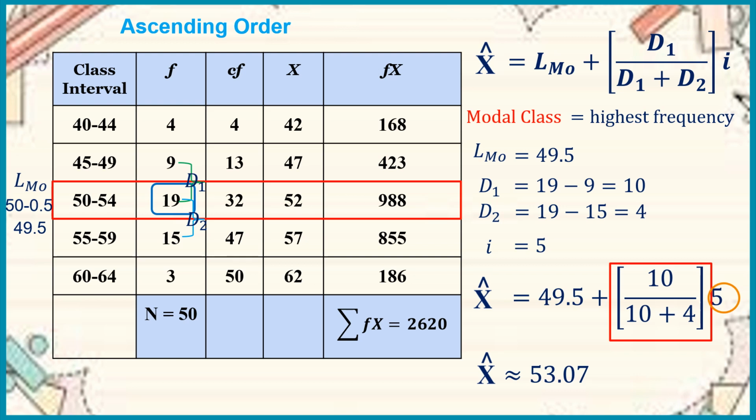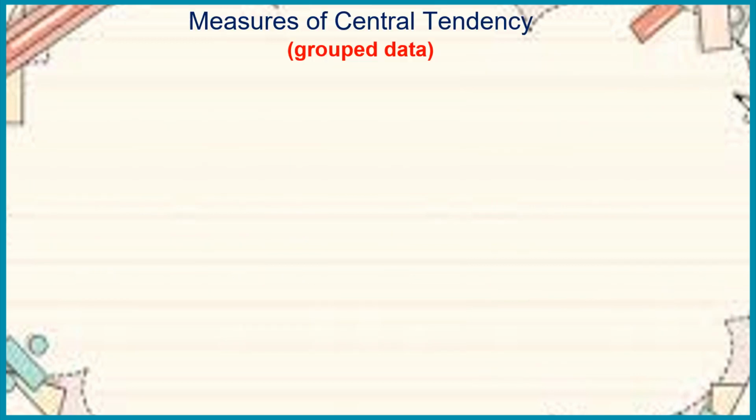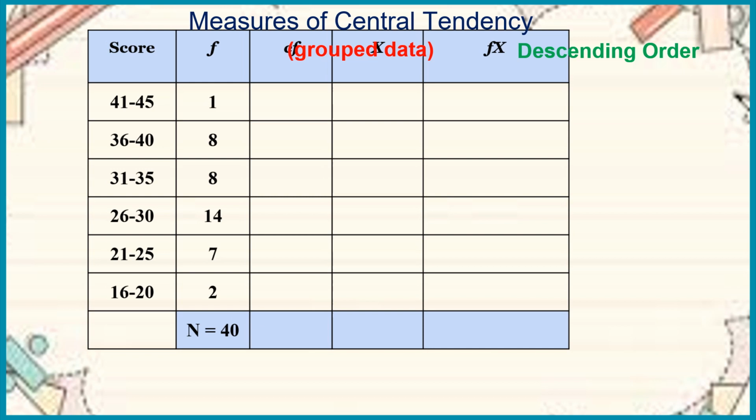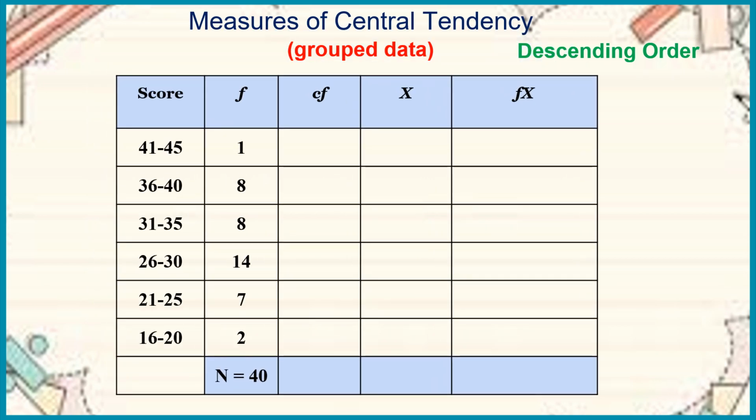So those are your mean, median, and mode of ungrouped data under ascending order. Now let us have the measures of central tendency for grouped data under descending order. Supposing we have this table, why is it descending? Because the classes are arranged in decreasing order from top to bottom. So first we are going to complete the column under CF. We start at the bottom.